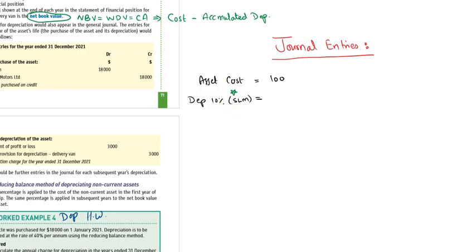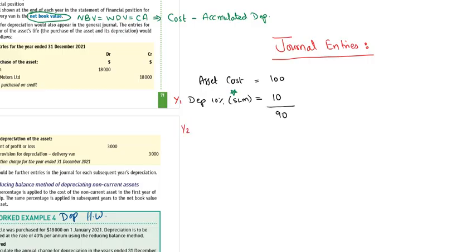So this is year one. The depreciation of year one will be 10% of 100, that is 10. So this is the depreciation. So the carrying amount will be 90.